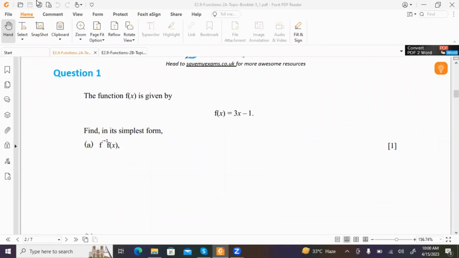We're going to begin with basic level functions, and the areas we're going to discuss in these questions are related to composite functions, inverse functions, and finding the domain and range for different functions.